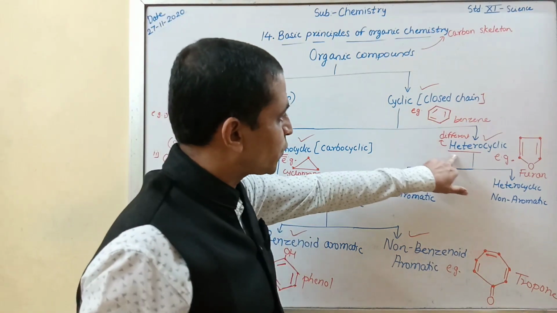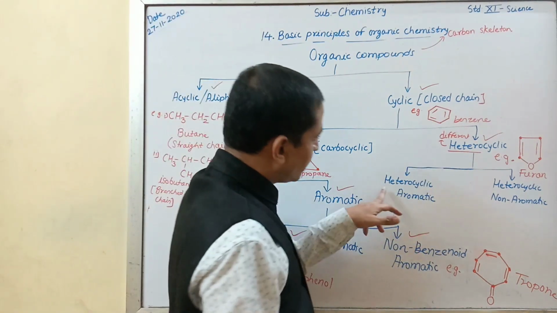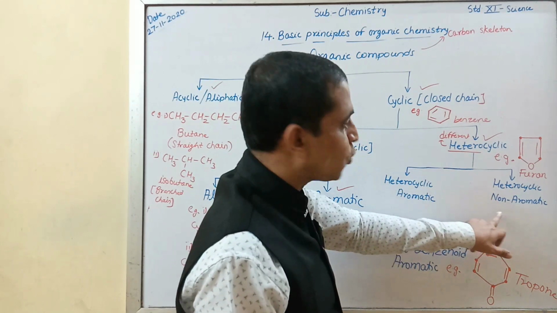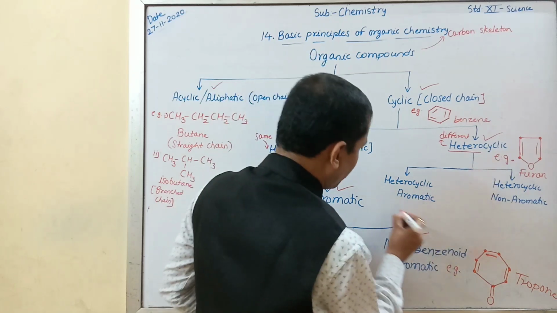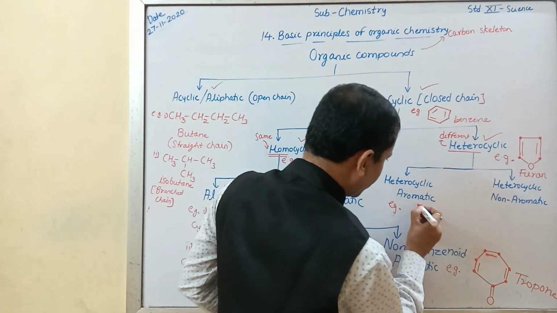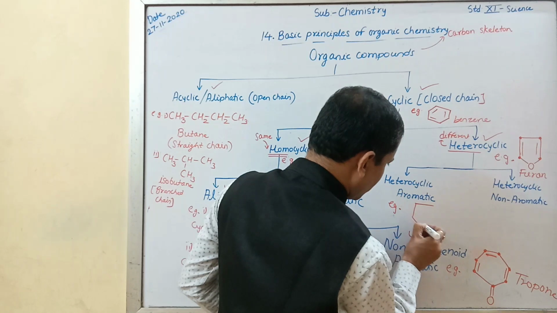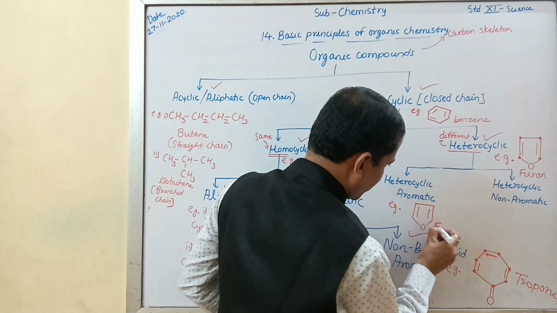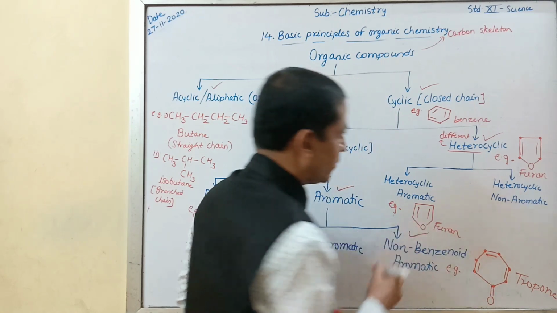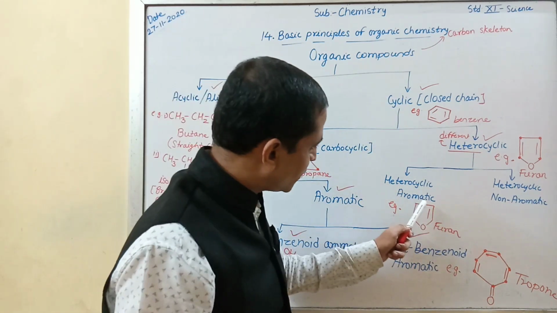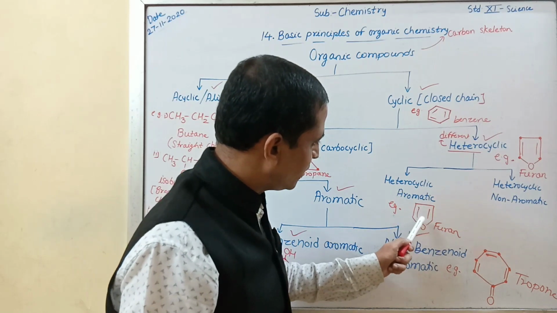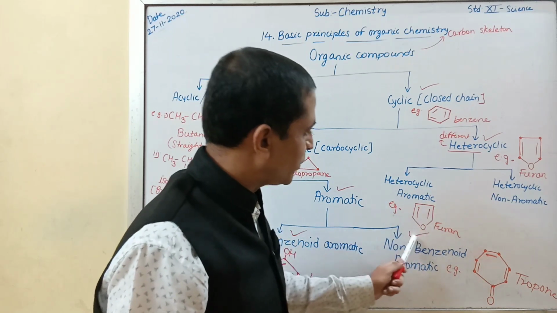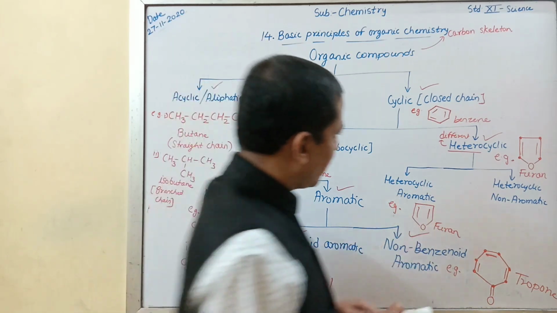Now come to heterocyclic again. See here, there are again two types: heterocyclic aromatic and heterocyclic non-aromatic. This is an example of heterocyclic aromatic, that is furan. Why is it heterocyclic aromatic? Because it contains alternate single and double bonds. So it is heterocyclic aromatic, that is furan.